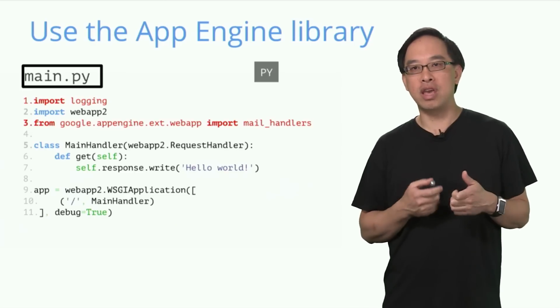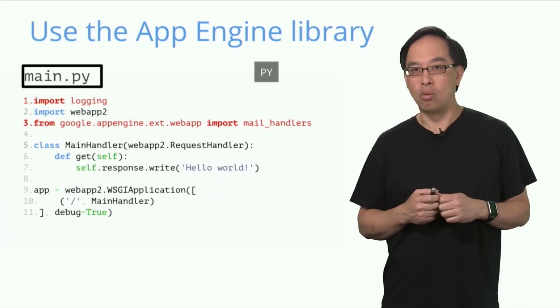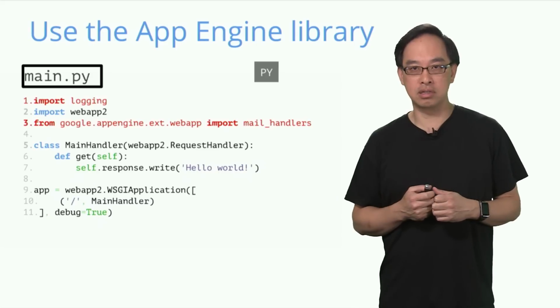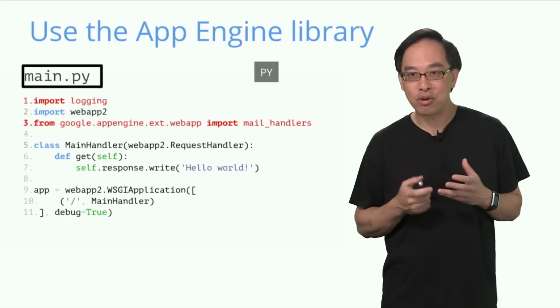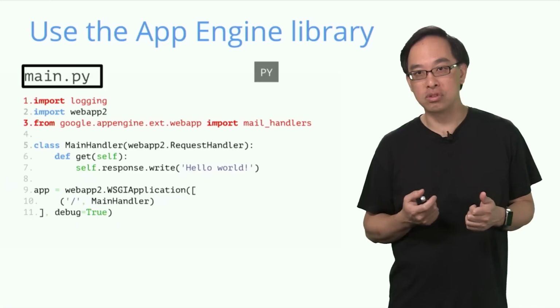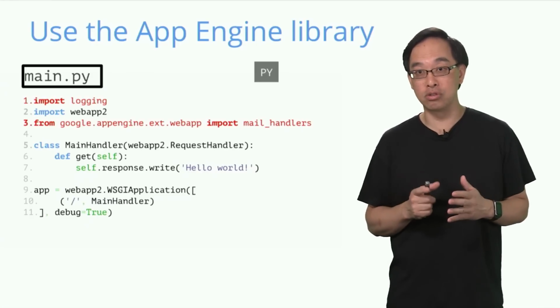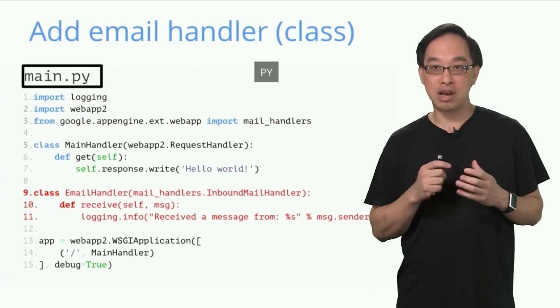Line 3 imports the App Engine code that handles the receipt of email, as you can probably guess. Well, why are the import lines in this order? Well, it's a Python best practice. System imports like logging come first, followed by third-party library code such as WebApp2. Next are any local SDK tools such as the App Engine APIs, and finally, if we had any local modules, those would go last.